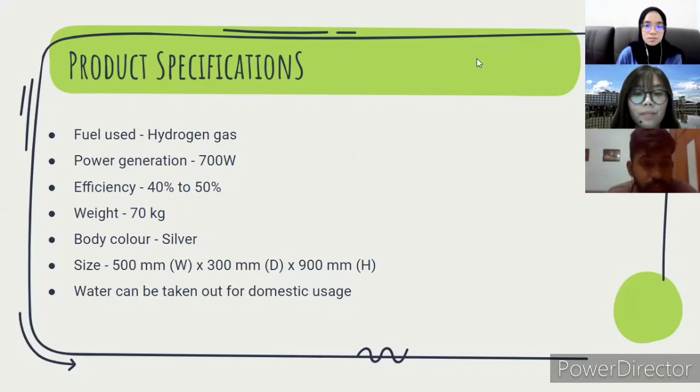For the product specification, the fuel used is hydrogen gas. Next, power generation is about 700 watts. Efficiency of the fuel cell is 40 to 50%. The weight of the fuel cell is 70 kilograms. Body size is silver. The size is 500 length, 300 width, and 900 height in millimeters. And next, the water can be taken off for domestic usage.